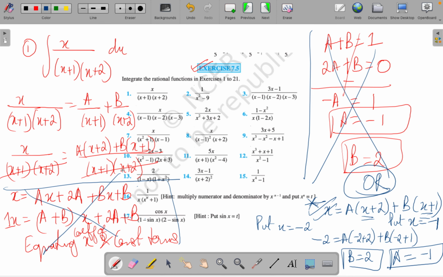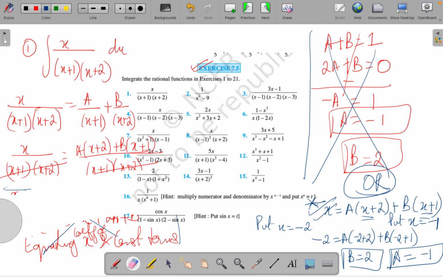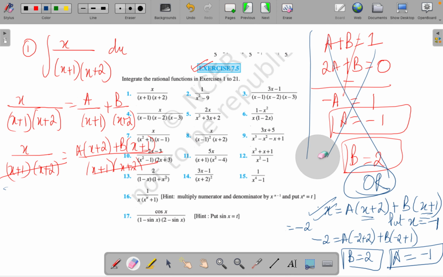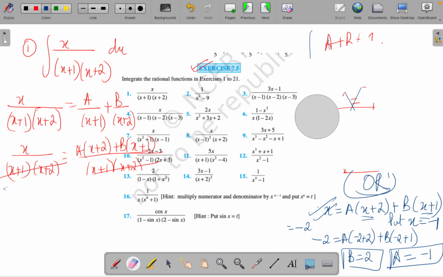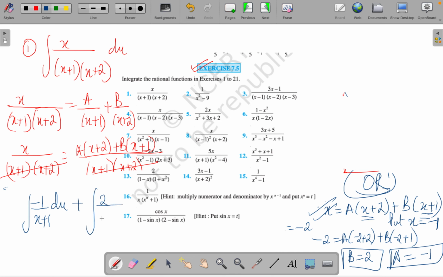Okay, once we have got the value of a and b, now check what happens. I am erasing the method which I don't want you to do. Once we get the value of a and b, you just need to put the value of a and b in the partial fraction form. That is integration of a upon x plus 1 dx plus integration of b upon x plus 2 dx. So minus 1 goes out. This is log mod x plus 1 plus 2 goes out, log mod x plus 2 plus c.